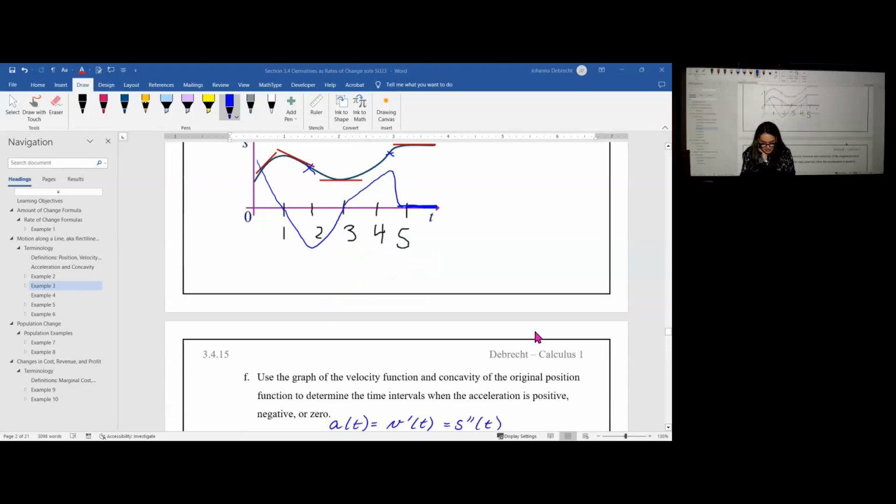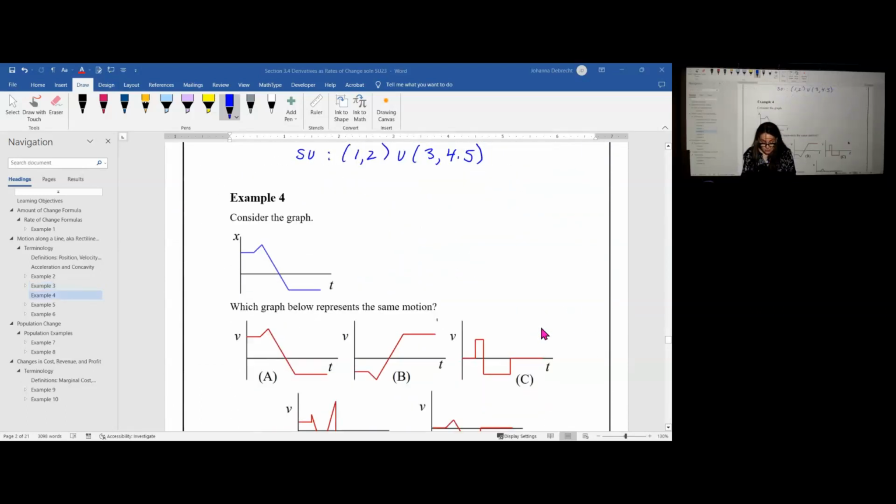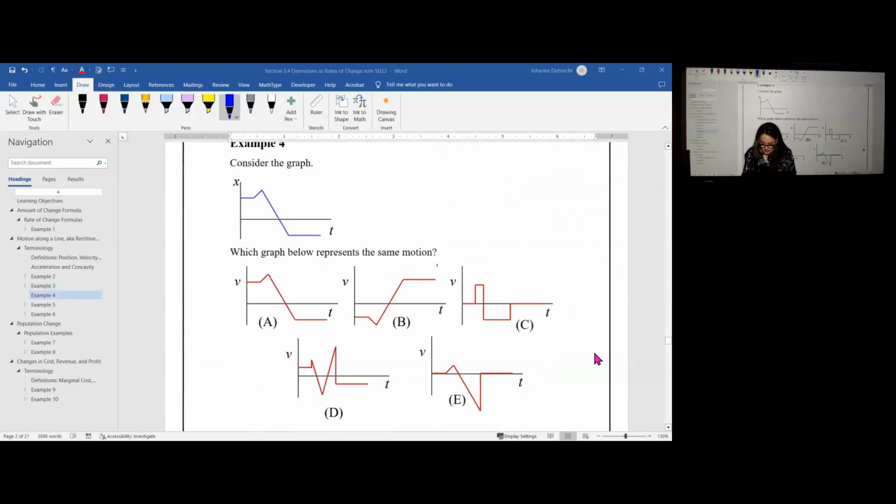Let's take a look at example 5 together, or 4. In example 4, we have a graph of the position time function, which has our x of t, which in this case represents the position with respect to time. We want to know which of these graphs represents the same motion, but these graphs are the velocity function, the derivative of position. Well, let's think about what has to happen on the derivative.